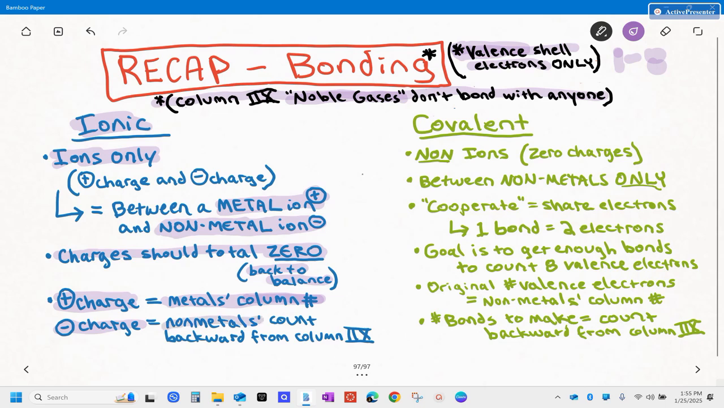And you can tell what their negative charge is if you count backwards from the end column, from column number 8, from the very last column. Count backwards, and that's how many negative charges that ion is going to have in the nonmetal section. Okay, now for covalent bonds, these are for non-ions. These are for regular old elements, not the ones who have lost or gained electrons or have any charges. These are the regular elements that are already at a 0 charge.